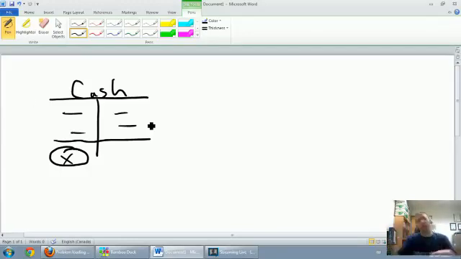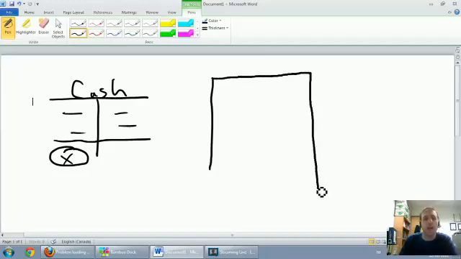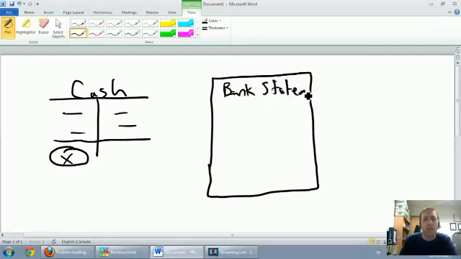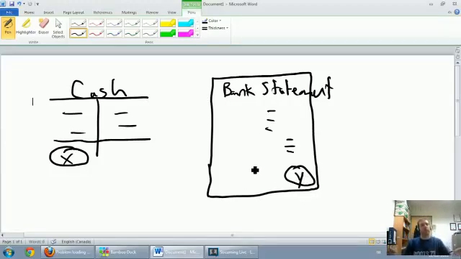Meanwhile, they've been depositing and withdrawing cash from their bank account, and their bank keeps a record of their cash. So their bank sends them every month this piece of paper that we all receive too. I assume everybody watching this video has a bank account, and the bank sends you a piece of paper called the bank statement. And on the bank statement it'll say, here's all your deposits, here's all your withdrawals, and then at the bottom, and actually usually at the top as well, it says, here's your cash. I'll put the letter Y to signify the amount of cash on the bank statement.